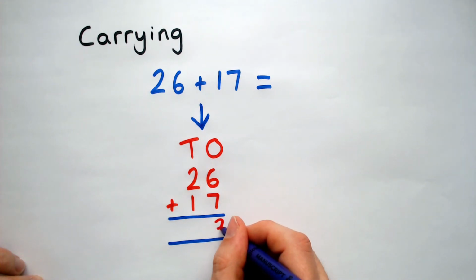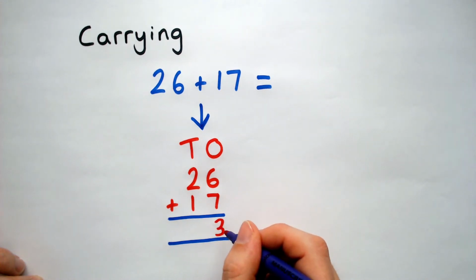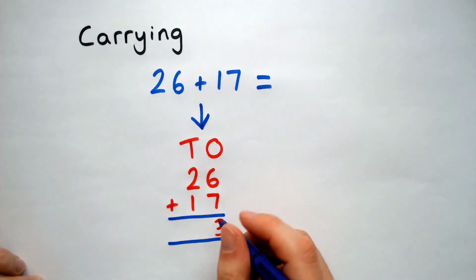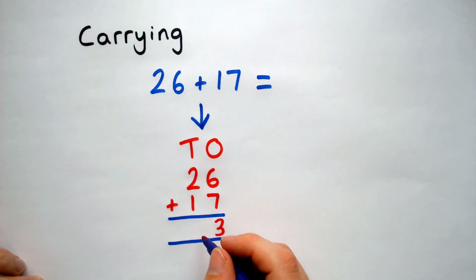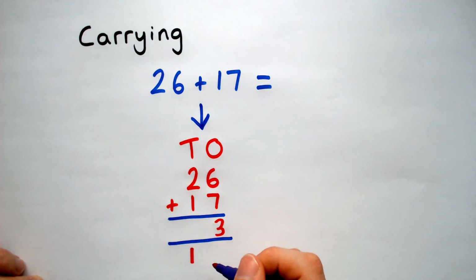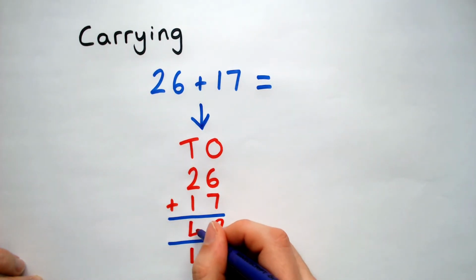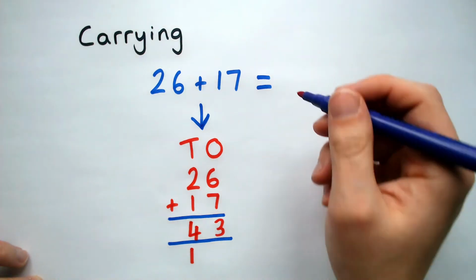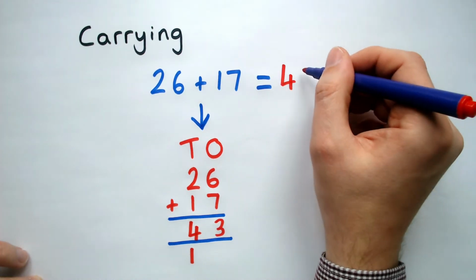So using our knowledge of place value, we know that in 13 there are 3 ones and there is 1 ten. So we can put the 3 in the ones column and we need to put the 10 in the tens column underneath. So we remember to add it to those numbers in that column. So 2 add 1, add the extra 1 is 4. So the answer to this question is 43.